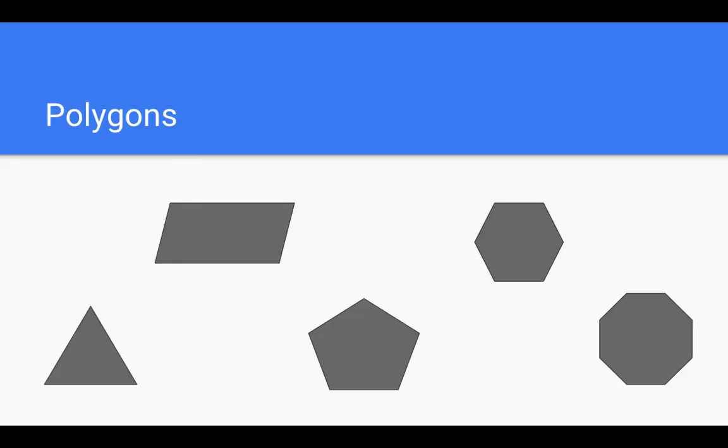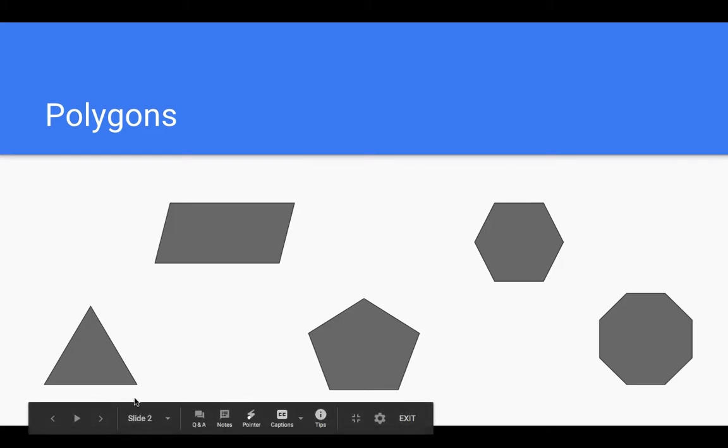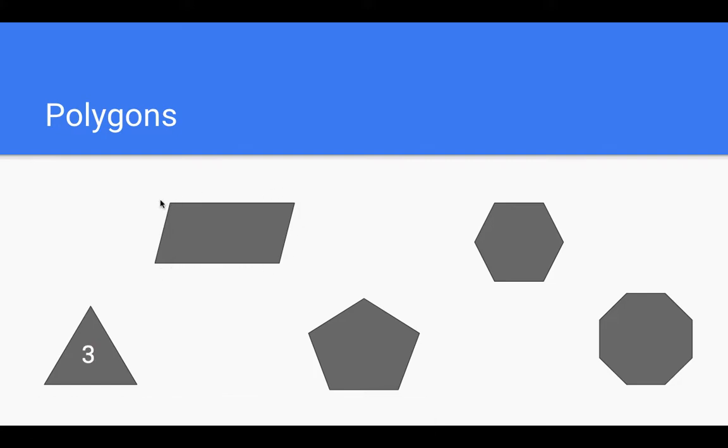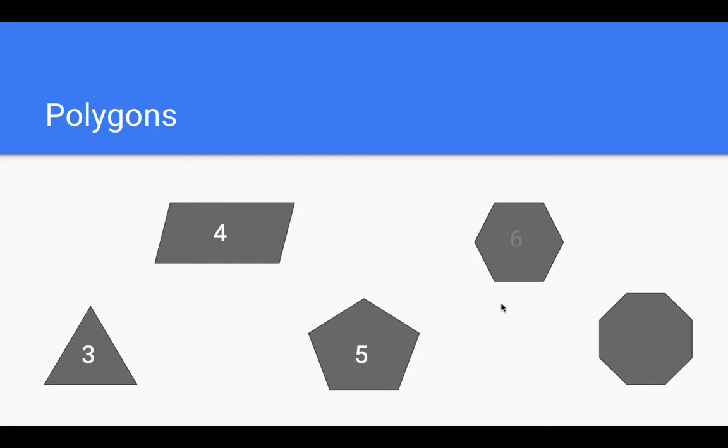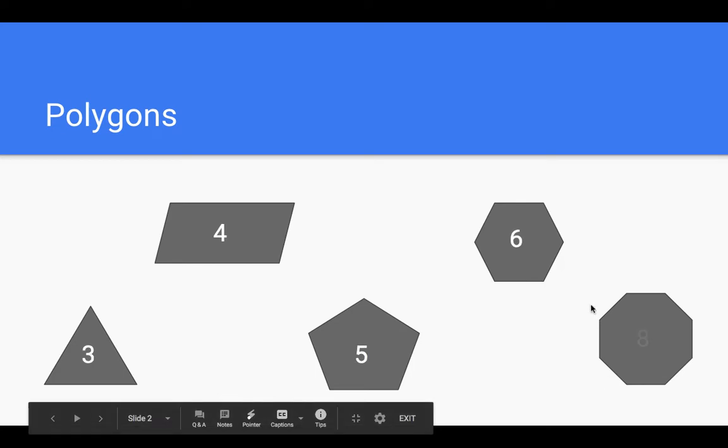Okay, polygons, reviewing how many sides they have and what we call them. As you look at this, let's look at the first object here on the left. How many sides does it have? Sides, we're talking here. 1, 2, 3. It has 3 sides. Here we've got 1, 2, 3, 4. Here has 1, 2, 3, 4, 5. This one has 1, 2, 3, 4, 5, 6. And last, 1, 2, 3, 4, 5, 6, 7, 8.